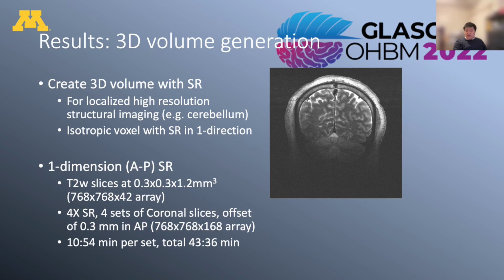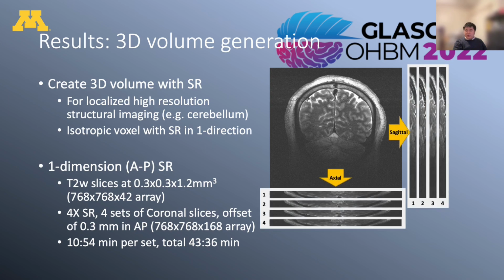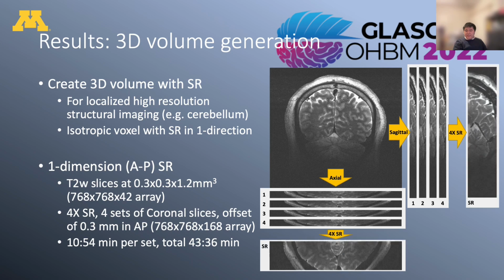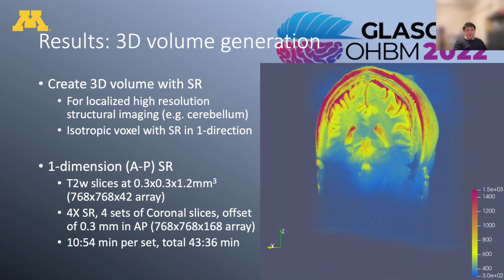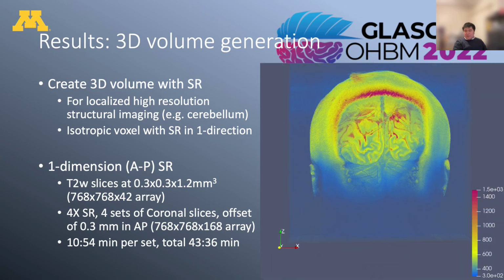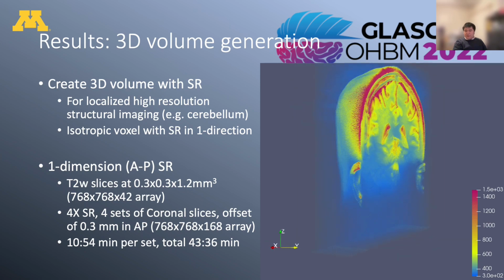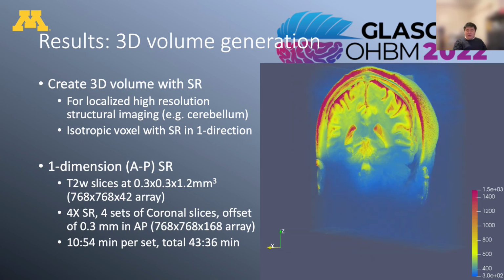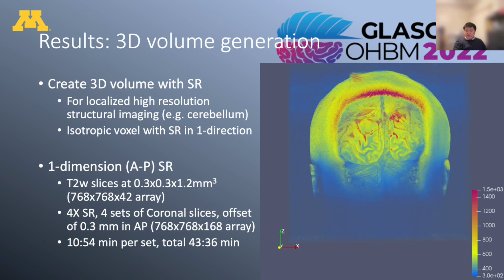So for this proof of concept demonstration, we acquired 4 sets of coronal images, each about 11 minutes for a total of 44 minutes. Super resolution is then performed to generate a 3D volume with 0.3 millimeter cubic voxel volume. Resulting axial and sagittal slices are shown here, and the corresponding 3D volume render is shown. Note that occipital cortex looks good, though a weak signal around the lower part of the cerebellum meant the cerebellum portion still needs some additional work.